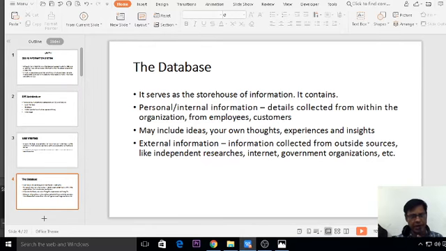It may include ideas, which is nothing but the model. His views, his ideas may also be included: your own thoughts, experiences, and insights. Your experiences, your own thoughts, your problem-solving solutions and situations, and many more are kept in the database. Your experience and your solution, like that.